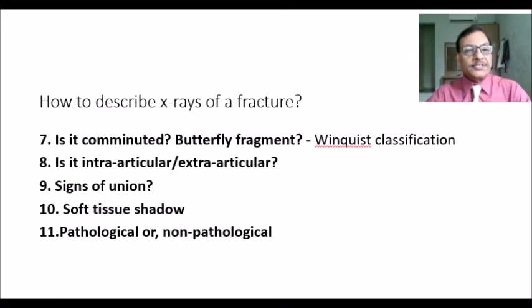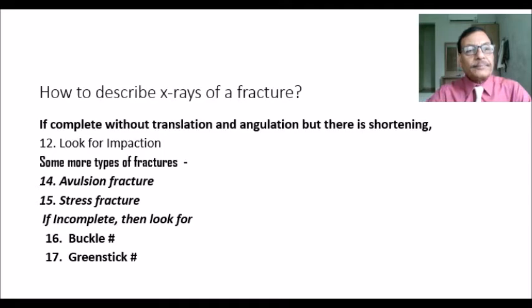And in late cases, where the fracture happened a few weeks ago and the X-ray is being seen later, we have to ascertain whether there are signs of union, and whether there is a soft tissue shadow that will tell us about soft tissue swelling, and whether the fracture is pathological or non-pathological. And if the fracture is complete without any translation or angulation, but there is shortening, then we have to look for a special type of fracture which is called an impacted fracture or impaction.